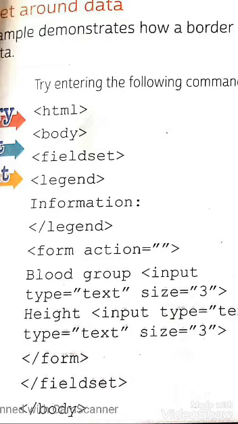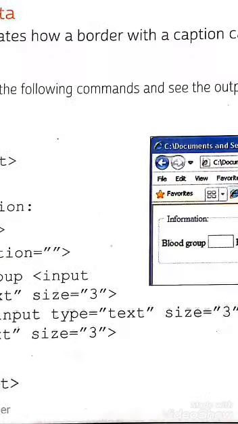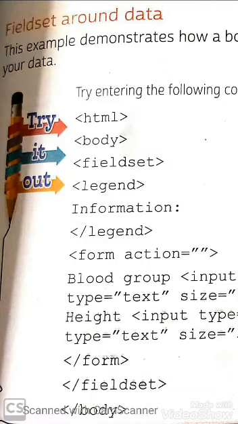Then height, what is your height? So again we have to write input type equal to text and double quote. What will be your height? That one you have to insert. That's why we are writing double quote. Then type equal to text, size equal to 3. That is height. Okay. Then form close, fieldset close, body is closed.